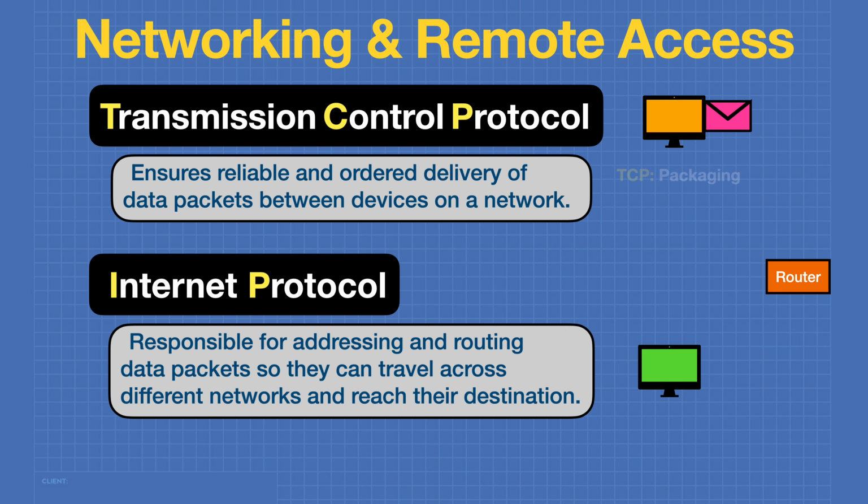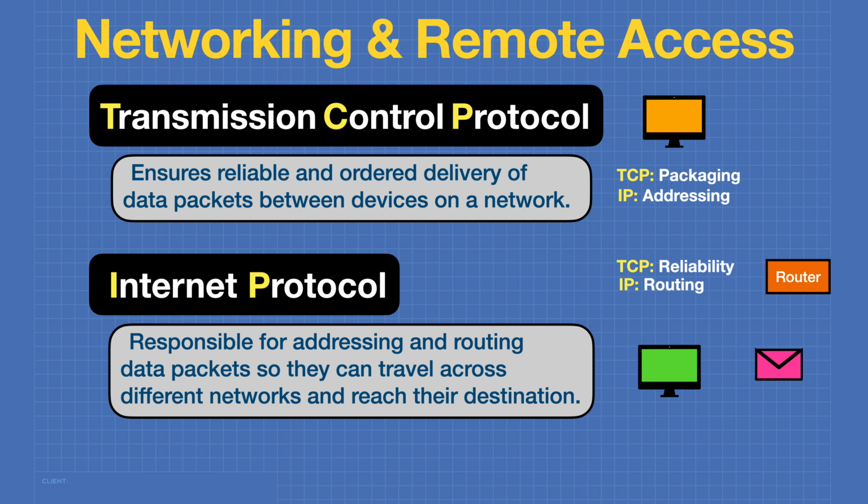On the originating workstation, TCP is responsible for packaging the data, whereas IP is responsible for addressing it. When the packet reaches the router, TCP is responsible for checking the reliability of the data, whereas IP performs the routing. On the destination, TCP is responsible for the delivery of the packet, whereas IP is responsible for the addressing, making sure the packet went to its actual destination.